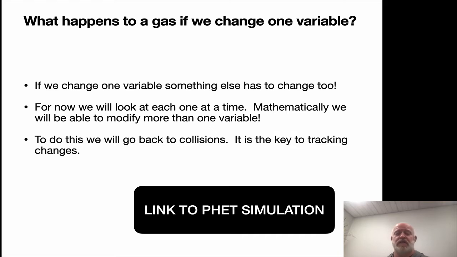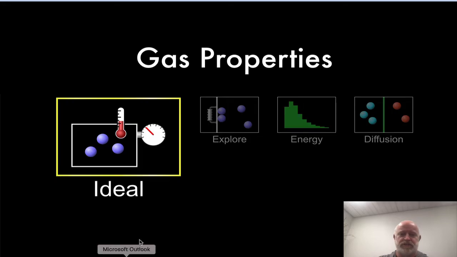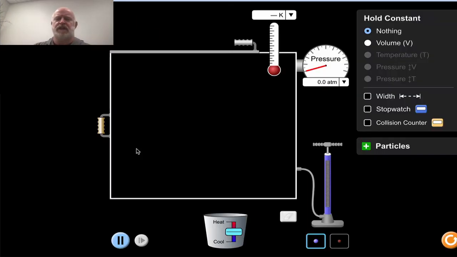We're going to look at them one at a time. That's going to allow us to eliminate all the other variables. Eventually, we'll be able to look at these mathematically, both one at a time and as a big group. To do that, we've got to go back to collisions. We're also going to take a look at a simulation, a PhET simulation under the ideal gas law.